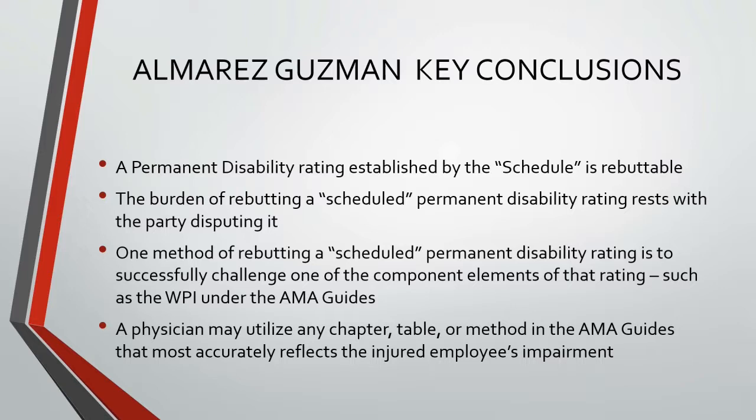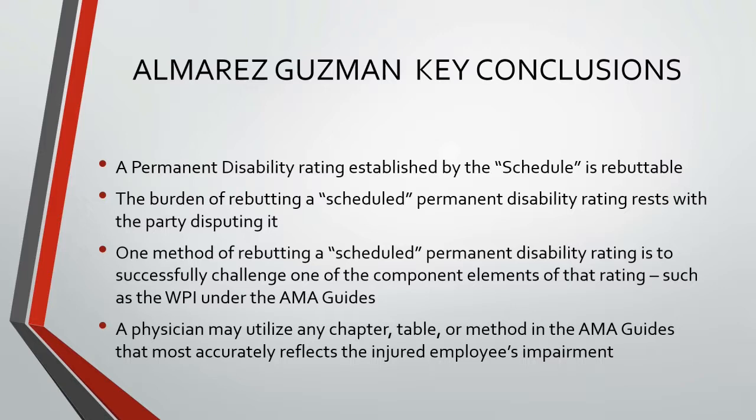Well, the burden of rebutting a scheduled permanent disability rating rests with the party who's disputing the rating. Remember, Labor Code 4660 tells us that the permanent disability rating that's established by the schedule is prima facie evidence of the correctness of the schedule. So the scheduled rating is presumed to be correct unless proven otherwise, and the party that attempts to prove otherwise has the burden of proving it.